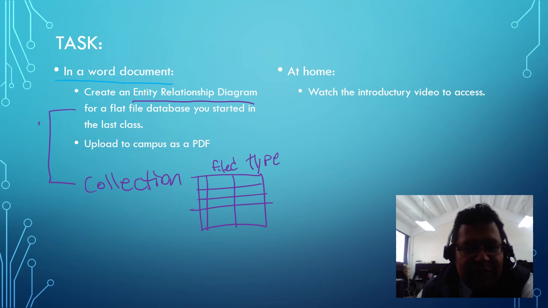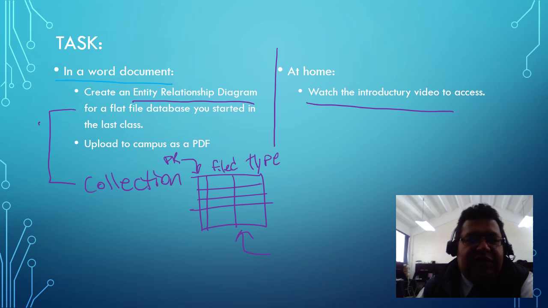You're going to name this table, that's your entity, and you're going to define which one of the fields is your primary key. And remember that the primary key is a piece of data that identifies uniquely each record, all right? After that, at home, I want you to watch the introductory video to Access, that is going to show you how to work with Access and create in Access these tables and fields, etc. All right. Thank you very much.